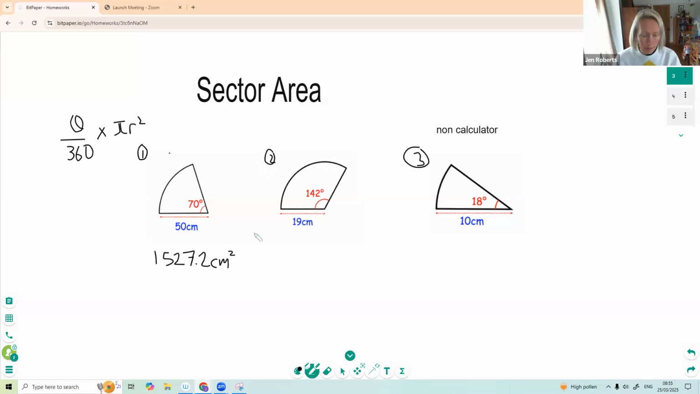The second one, your theta is 142. 142 divided by 360 times pi times 19 squared gives you an answer of 447.3.